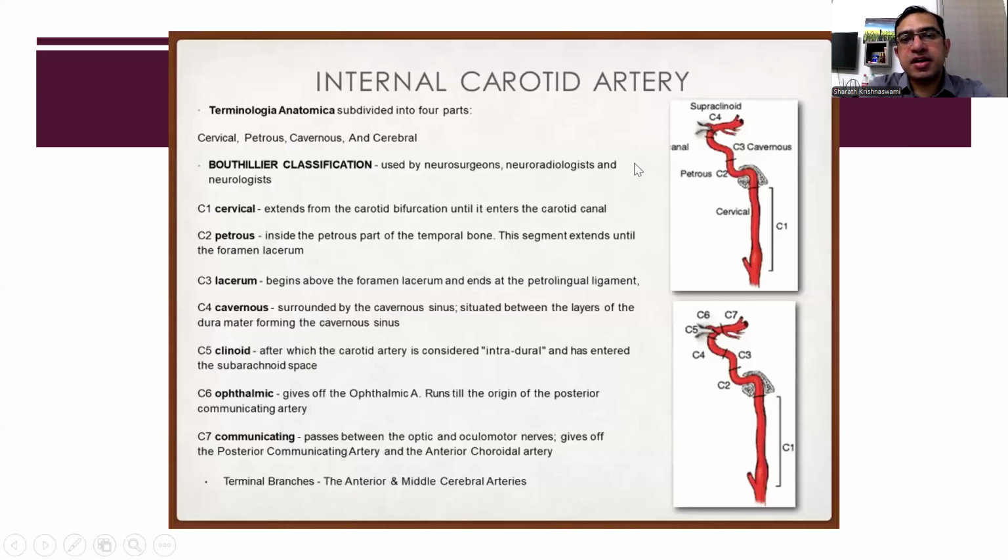Coming to the internal carotid artery, this is required when you have to compare the velocities of the middle cerebral artery and the internal carotid artery. So it is important for us to understand the various branches of the internal carotid artery. The Bouthillier classification divides the internal carotid artery into 7 segments: the cervical segment as C1, C2 is the petrous segment, C3 is the lacerum segment, C4 is the cavernous segment, C5 is the clinoid segment, C6 is the ophthalmic segment, and C7 is the communicating segment. This internal carotid artery terminates into the anterior and the middle cerebral arteries.